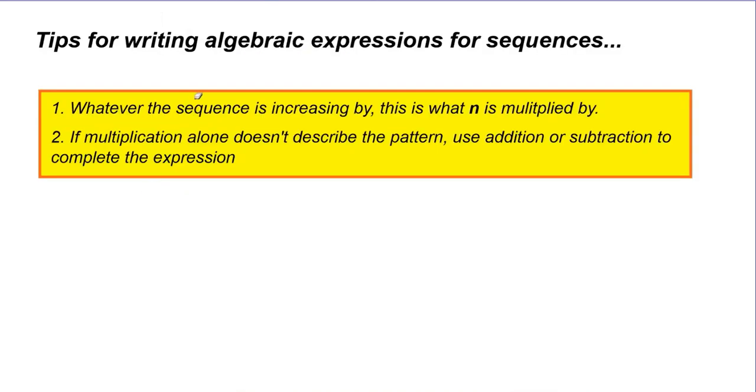in the sequence. So here are a couple tips for writing these algebraic expressions for sequences. If they follow a predictable pattern, then they're always going to be increasing by the same amount. So whatever the sequence is increasing by, this is what n is multiplied by. So if they're counting up by 5s, it's going to be 5n. If they're counting up by 12s, it's going to be 12n. If they're counting up by 2s, it's going to be 2n. If it's counting up by halves, it's going to be 1/2 n.